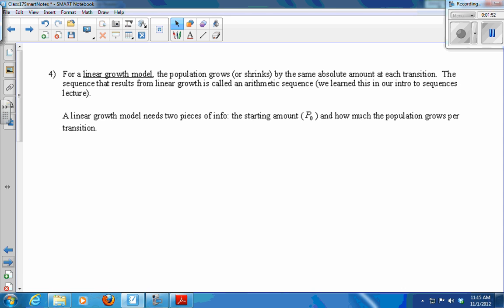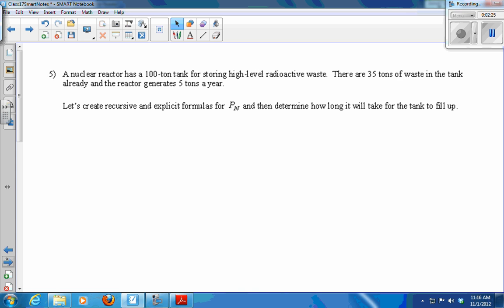For a linear growth model, this is just one particular kind of growth that we can see. The population always grows or shrinks by the same amount at each transition. Okay. So the sequence that results from linear growth is called an arithmetic sequence, and we learned that name in our first Intro to Sequences lecture. A linear growth model just needs two pieces of info: how much you start with and how much you grow by. How you start and how you grow.